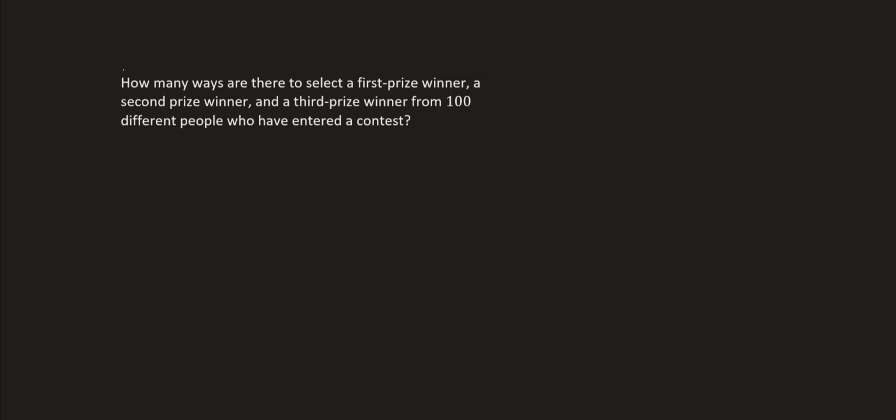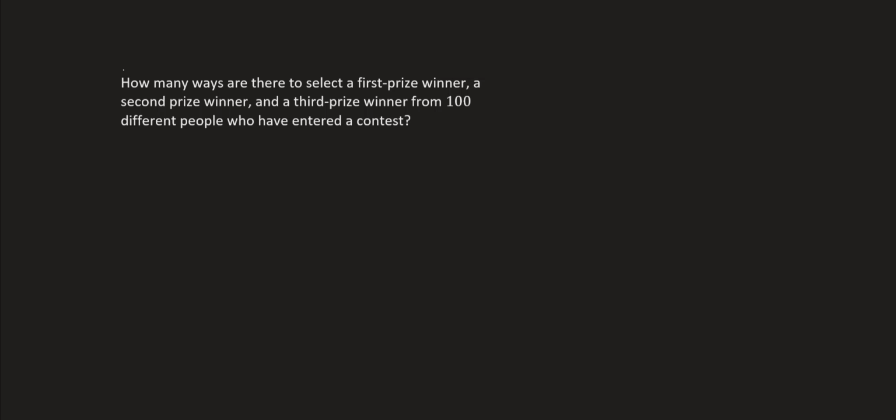Now, let's have a look at some of the problems related to permutation. As I said, in the permutation, the order is important. So let's try to find out whether in the given problem we have that kind of notion, the notion of order. Now, how many ways are there to select a first prize winner, a second prize winner, and a third prize winner from 100 different people who have entered a contest?